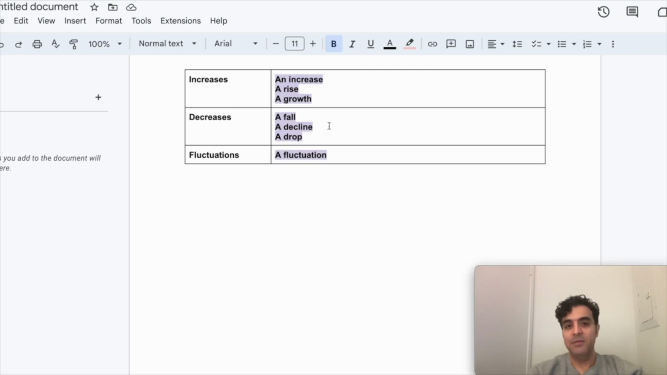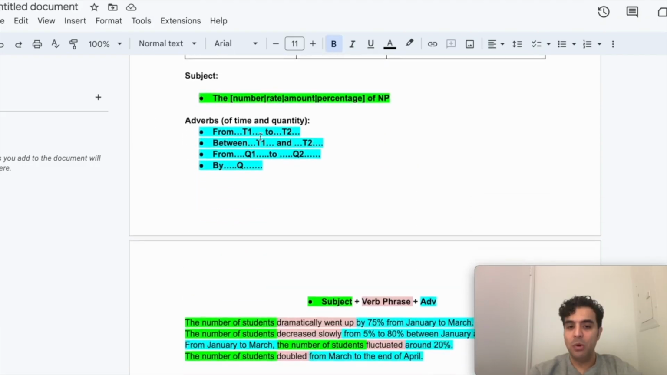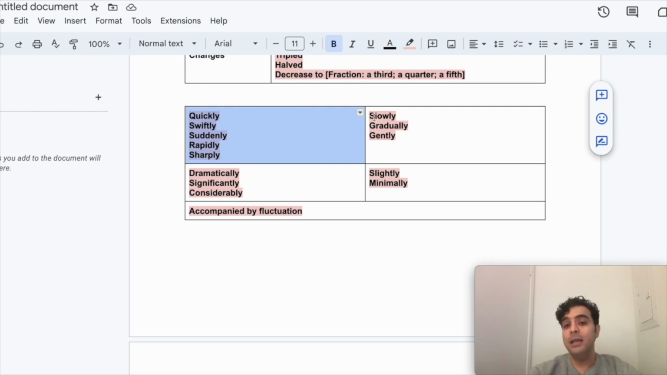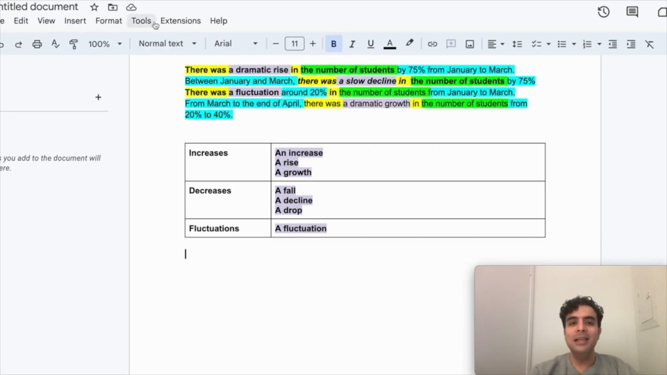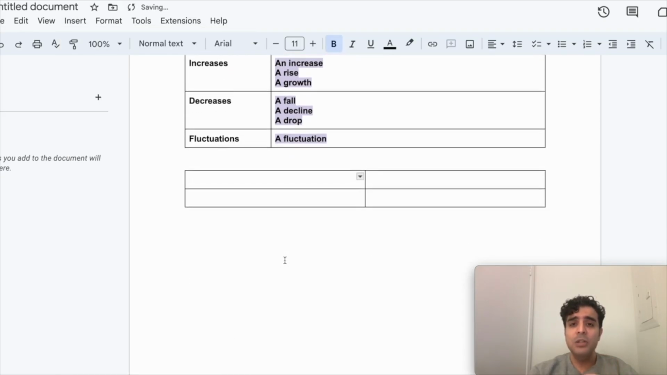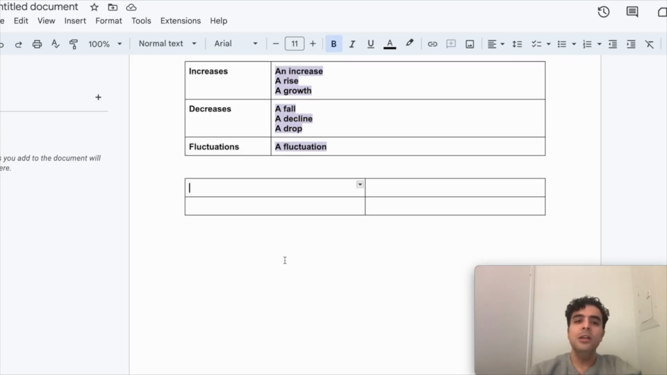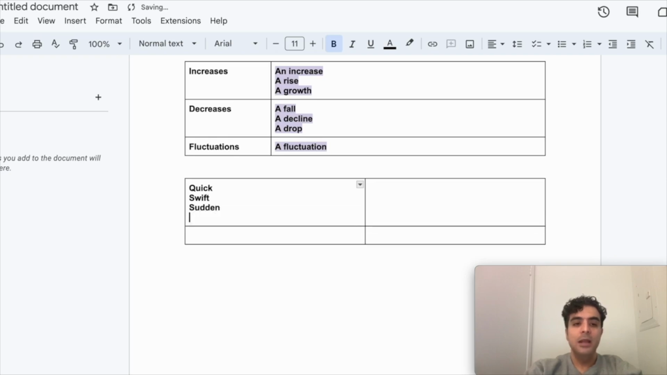What about adjectives? Is there any way that we can modify these nouns? So in the previous example, we had adverbs, right? So you could say it increased quickly, swiftly, suddenly, rapidly, or you could say it increased slowly, gradually, gently. What about if we're using a noun phrase? Is there any way to make a distinction between an increase that happens very slowly or very slightly versus an increase that happens very dramatically or very quickly? How can we make this distinction? And it's through the use of adjectives. So if it happens fast, then you could use something like quick, swift, sudden, and sharp.